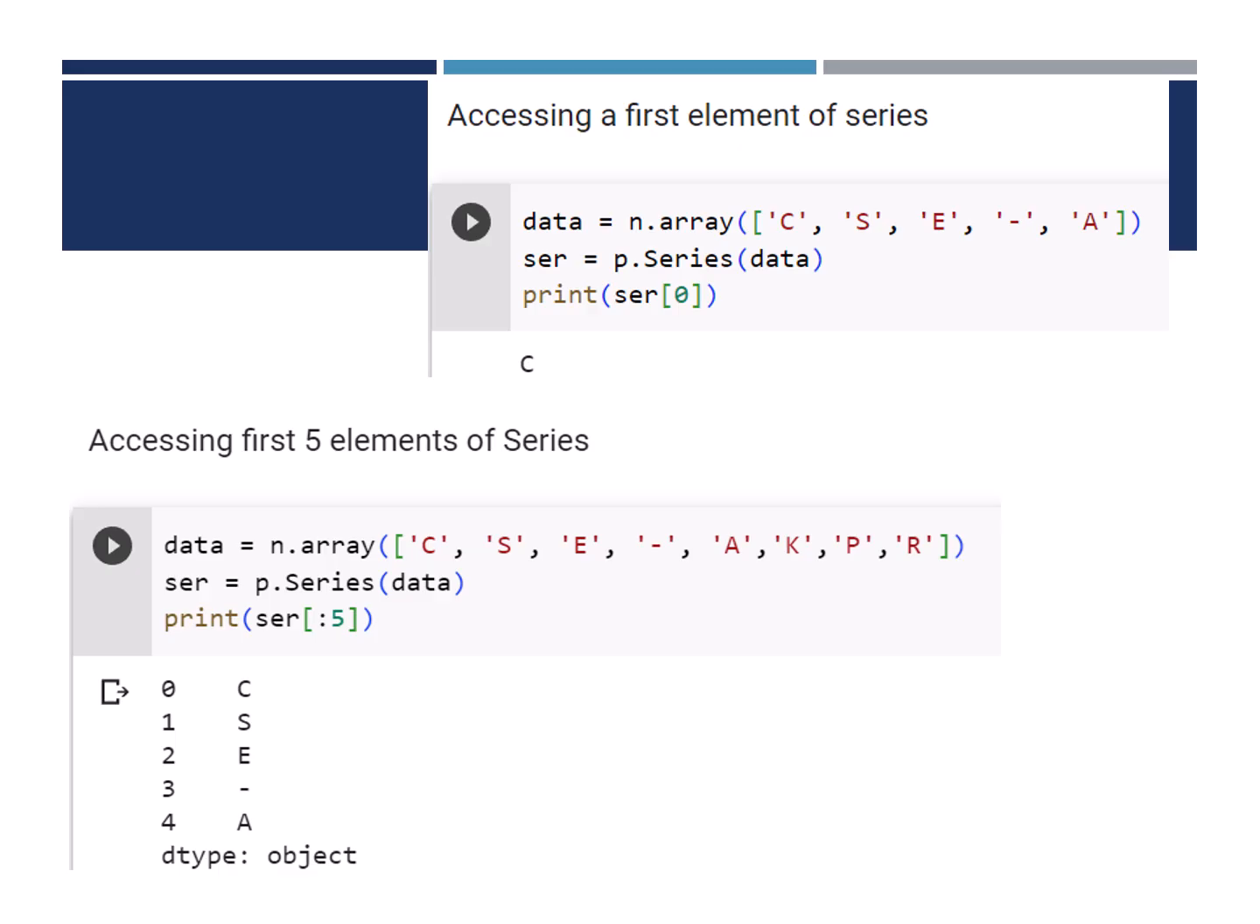Now the next example is accessing the first 5 elements of series. We have to have an array. So data equal to n dot array of, and this particular data should be converted into series. Now print of ser of, within the square bracket we are supposed to give colon 5. The default index value is 0, and it takes up to 5 minus 1, up to the fourth index position. Whatever data items are available, everything can be accessed.